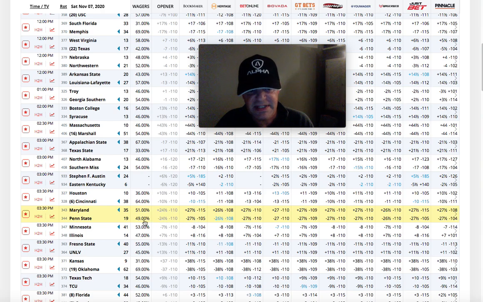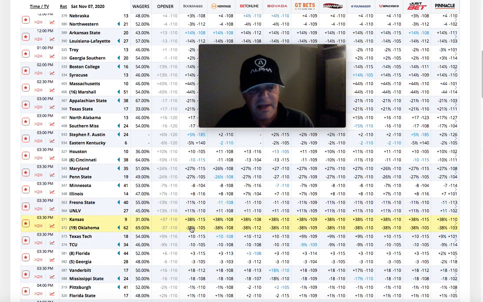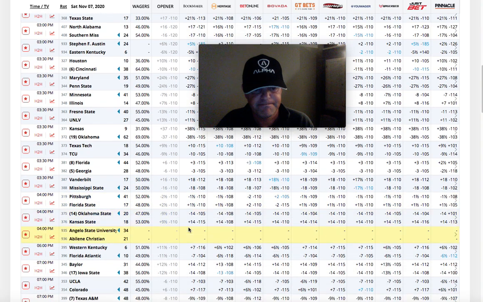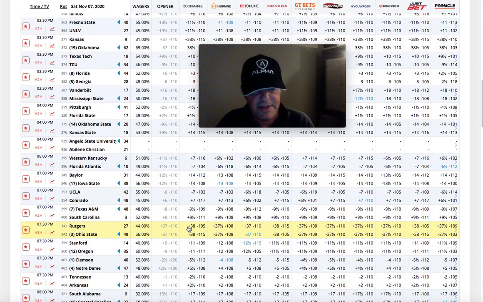27.5, Maryland, Penn State. Maryland won that one outright, so that was a cover. Kansas, Oklahoma. Oklahoma covered the 38.5. Vanderbilt, Mississippi. Vanderbilt covered the 18. Scroll down to Ohio State, Rutgers. Again, same deal. 38 points. That is a lot of points to cover. Rutgers covered that one.